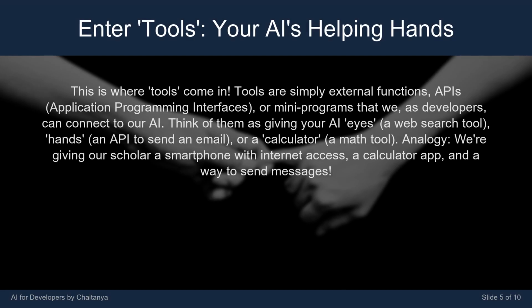Tools are simply external functions, APIs (application programming interfaces), or mini programs that we, as developers, can connect to our AI. Think of them as giving your AI eyes, a web search tool, hands, an API to send an email, or a calculator, a math tool. Analogy: we're giving our scholar a smartphone with internet access, a calculator app, and a way to send messages.